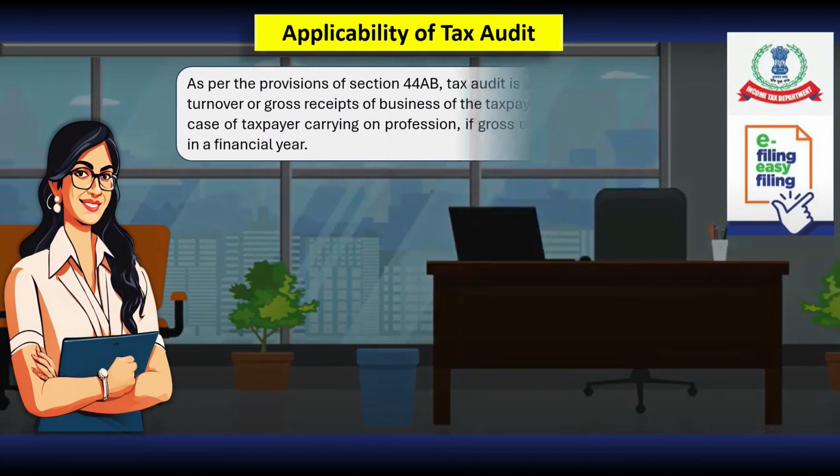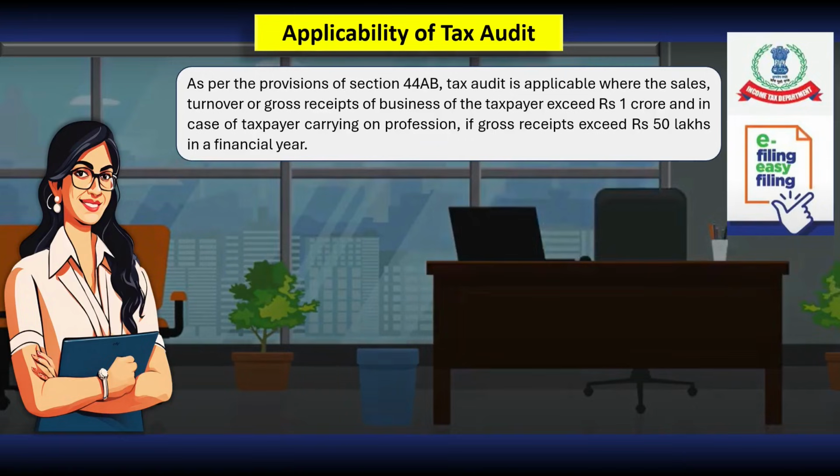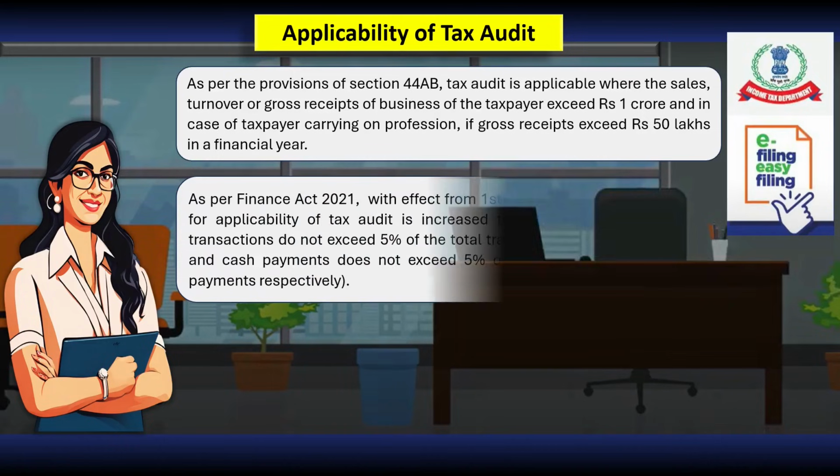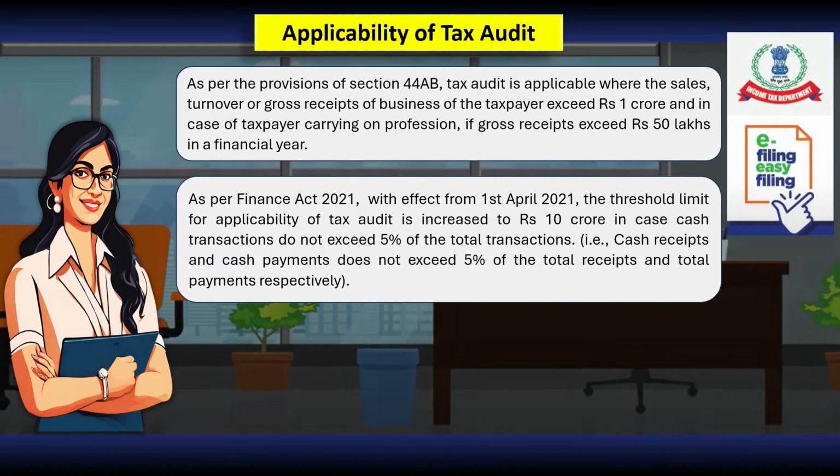As per the provisions of Section 44AB of the Income Tax Act, tax audit is applicable where sales, turnover or gross receipts of business of the taxpayer exceed Rs 1 crore, and in case of a taxpayer carrying on profession, if the gross receipts exceed Rs 50 lakhs in a financial year. As per Finance Act 2021, with effect from 1st April 2021, the threshold limit for applicability of tax audit is increased to Rs 10 crores in case cash transactions do not exceed 5% of the total transactions.